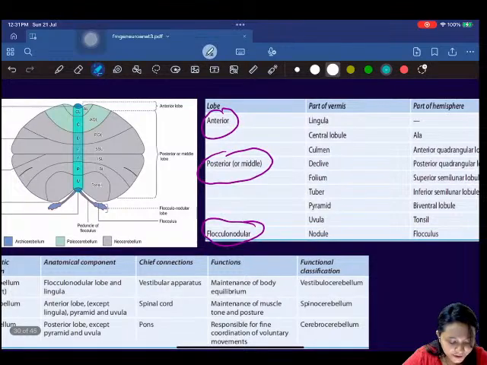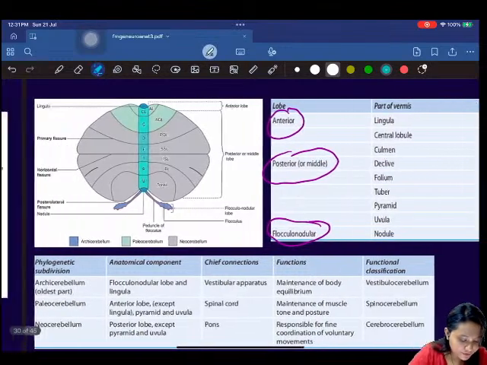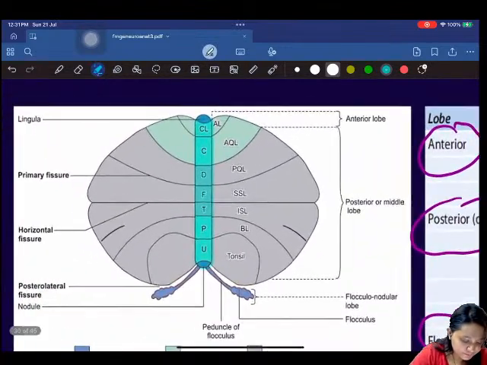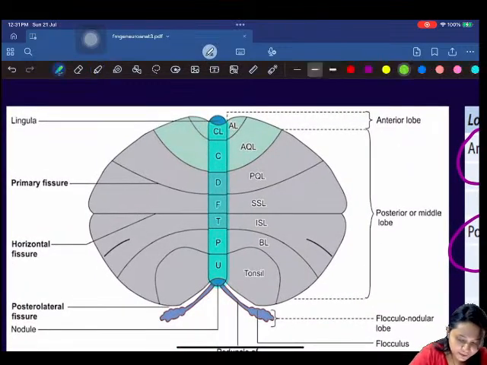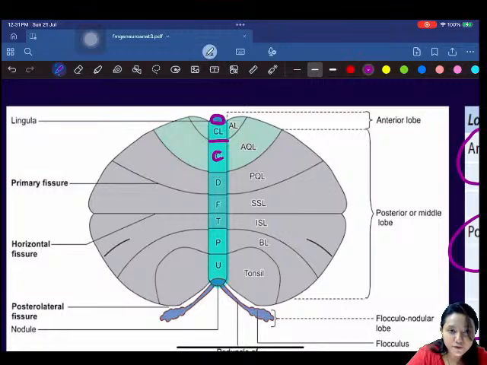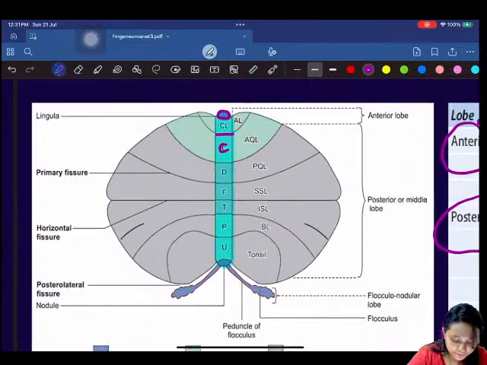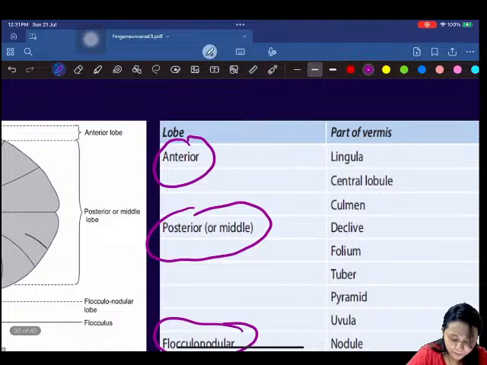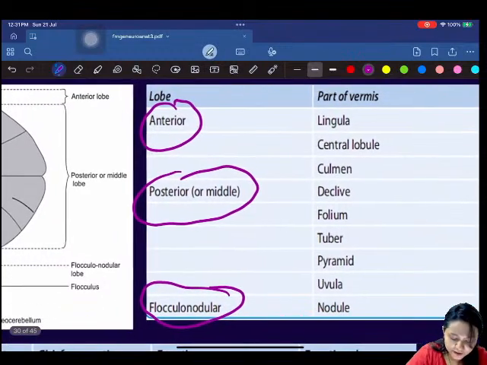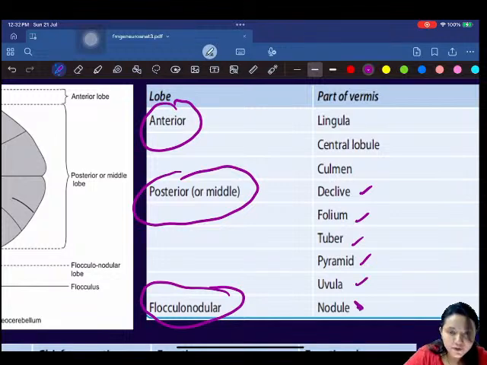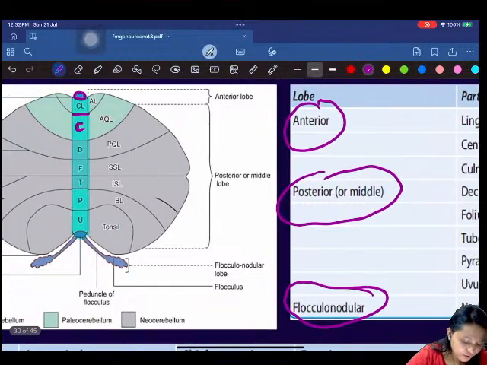In the vermis, the midline structure, you have the lingula, then the culmen and the central lobule. These are the parts of the vermis. Then in the posterior, that is the middle lobe, you have declive, folium, tuber, pyramid, and uvula. And in the flocculonodular lobe, you have the nodule. So these are the parts of your vermis.